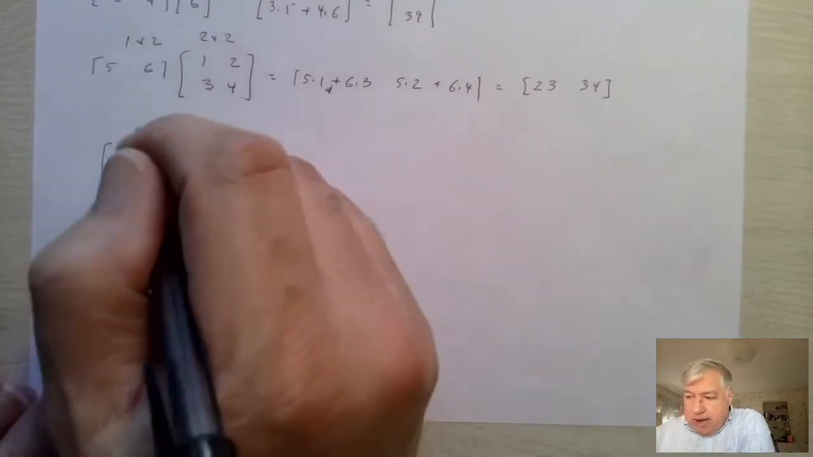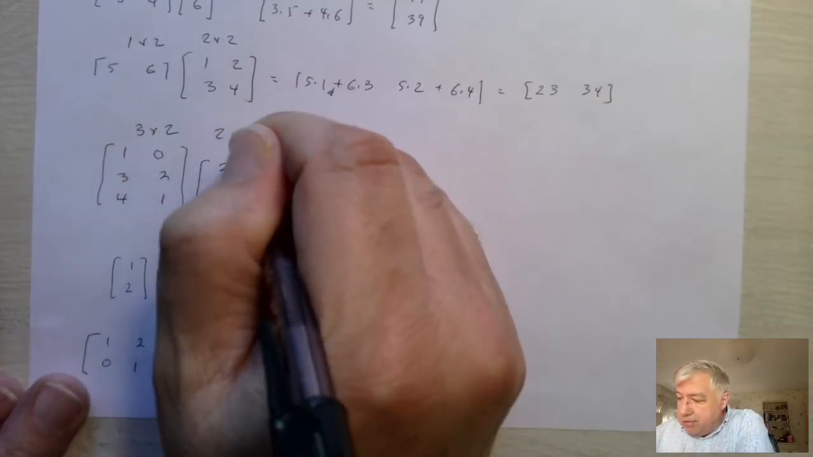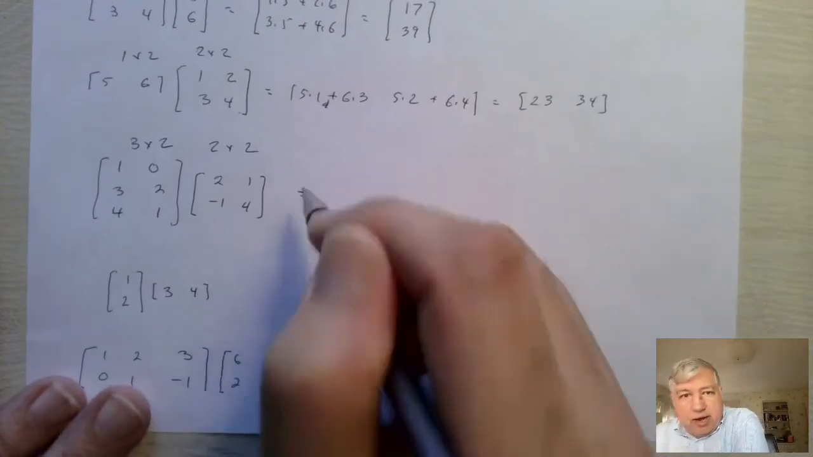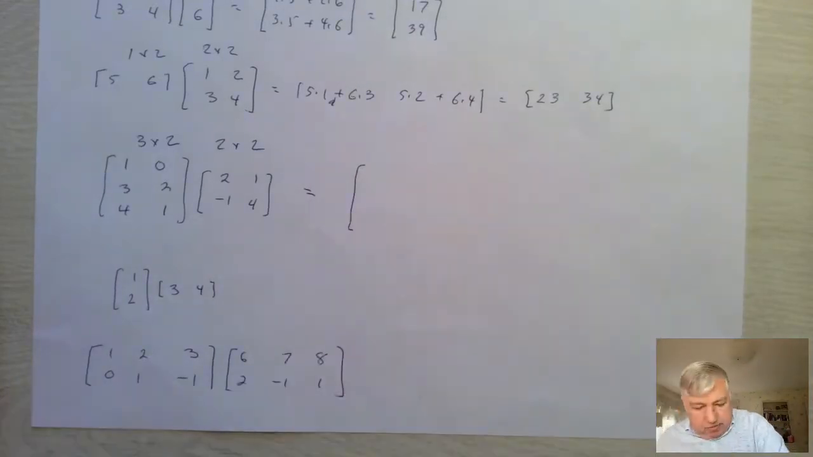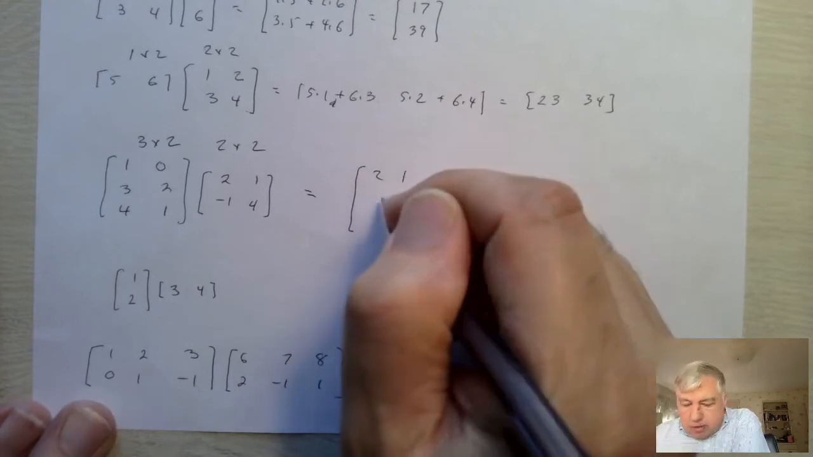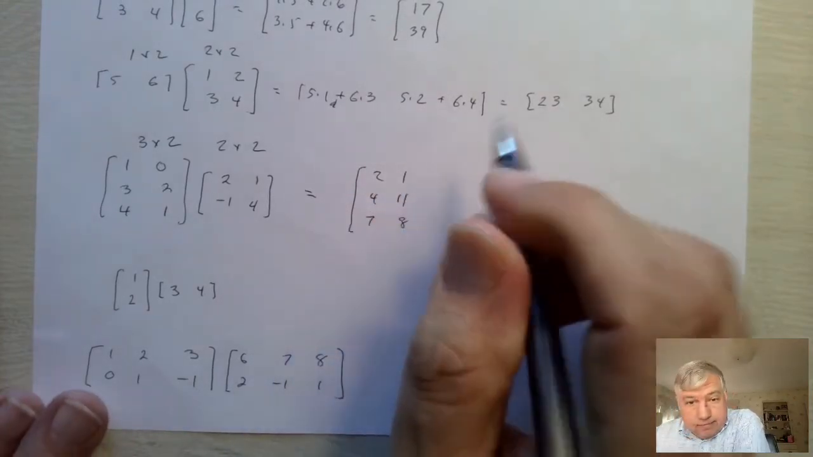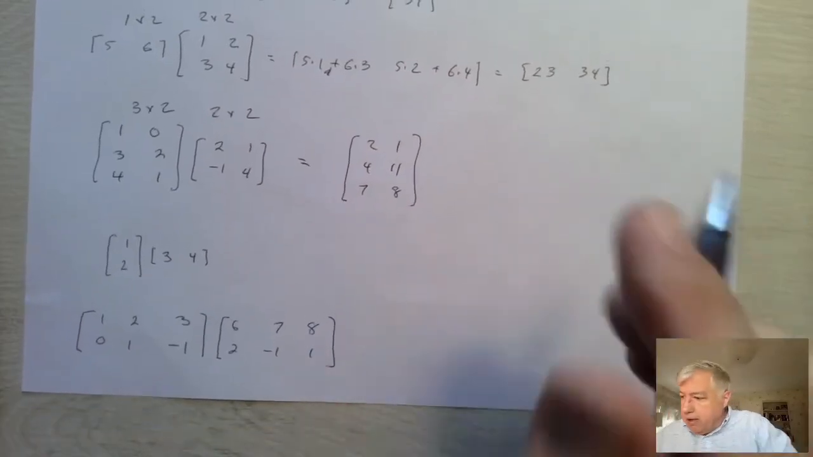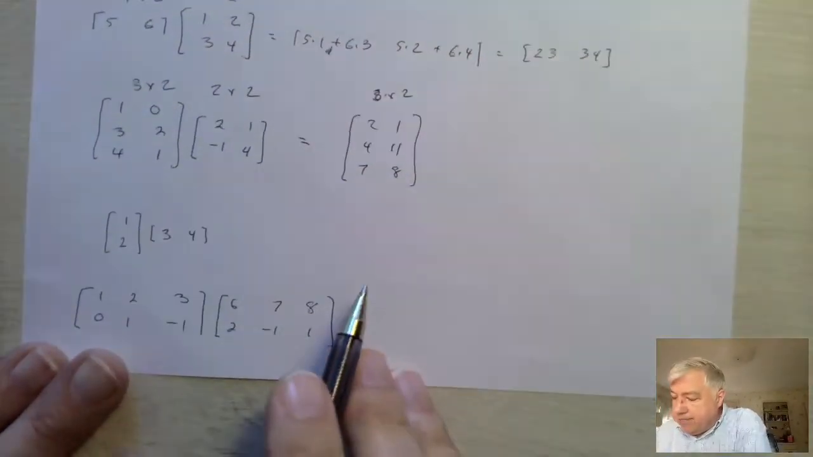This next one, we have a 3 by 2, 2 by 2. So our result will be 3 by 2. And I'm going to leave it up to you to check. Maybe you can pause the video right now. But the result will be 2, 1, 4, 11, and 7, 8. Because this is going to be, again, the 3 by 2 is going to be the result here.